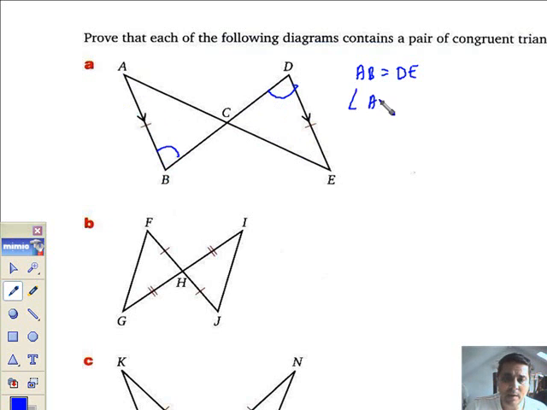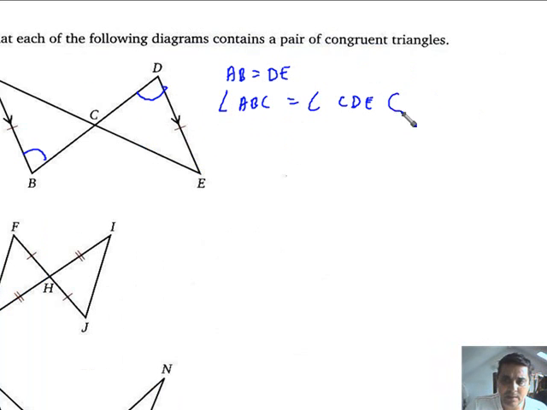So angle ABC equals angle CDE. Why? Because they're corresponding angles.